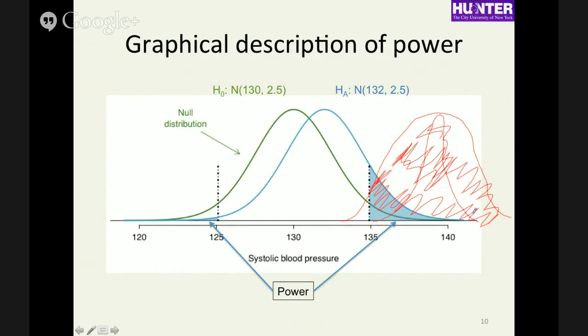but a narrower distribution. How could that happen? How could you get this instead of this? Increasing the sample size. Increasing the sample size, absolutely. That's the most likely way you would do that.